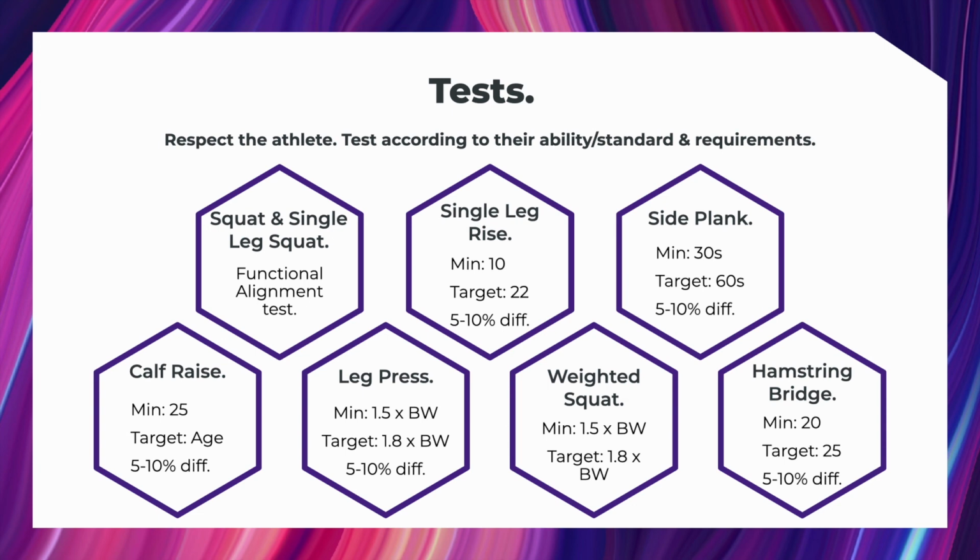And I know that sounds a lot, but actually if you've got the ability to do it, go and try it in the gym, and you will surprise yourself. And remember as well, these are 1 rep maxes. It's not asking you to do it times 10. It's just a 1 rep max. And then finally you've got that hamstring bridge, minimum of 20, target 25. And with all of these, which are unilateral tests, you want a 5 to 10% difference on the other side.